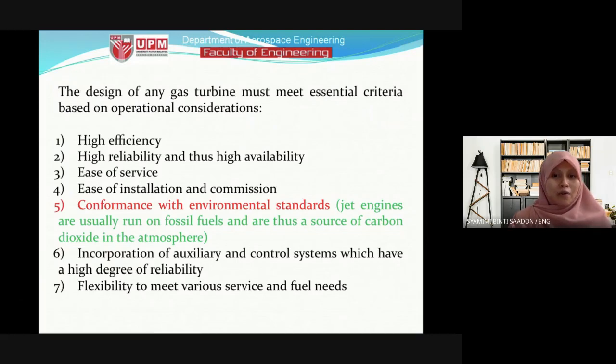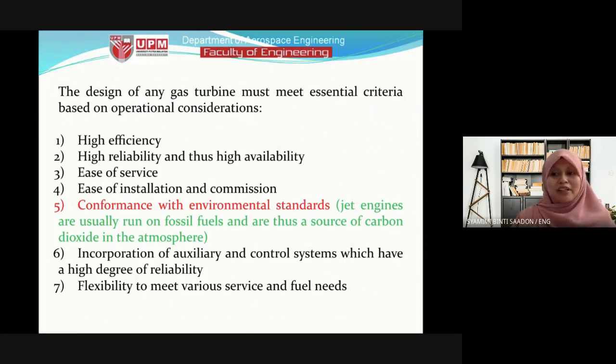So we want to design a jet engine, an aircraft engine that conforms with the environmental standards, meaning that it produces less air pollution, less carbon dioxide to the atmosphere, to save our environment, to save our atmosphere. Inshallah, in your assignment towards the end of the semester, I will give you an assignment that needs you to create, to think, to design, to propose a new design of aircraft engine that considers this main criterion number 5, which is the environment.